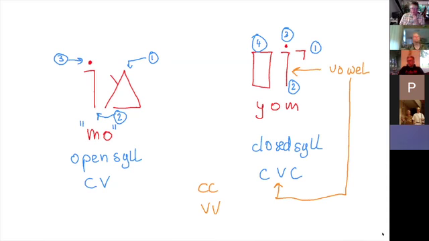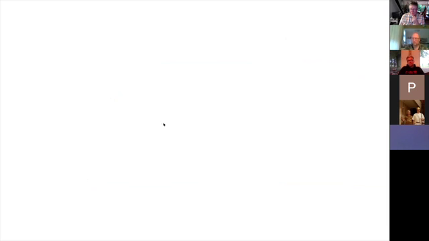Some examples of open syllables. We do some, oh, I need to do my, the O sound, and of course, with the vav.